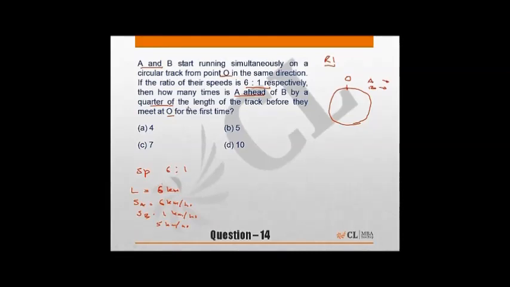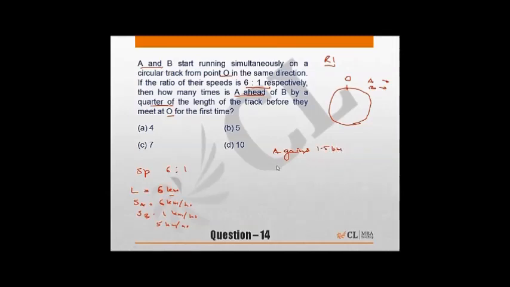Now we need to find out how many times is A ahead of B by quarter of the length. A will be ahead of B by quarter of the length, which means if the length is 6 kilometers, the first time this condition is satisfied is when A has gained 1.5 kilometers.